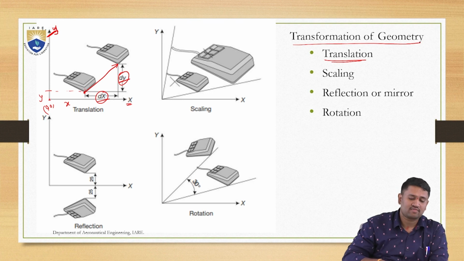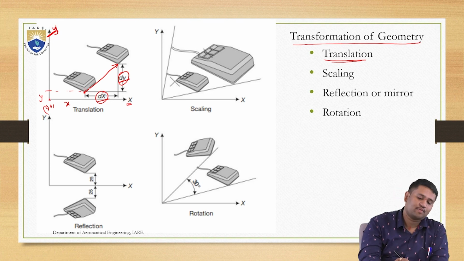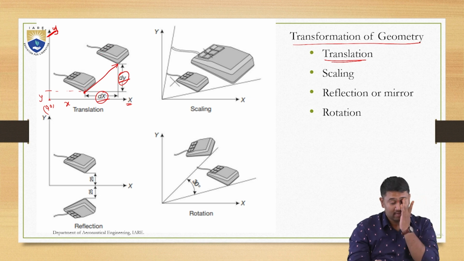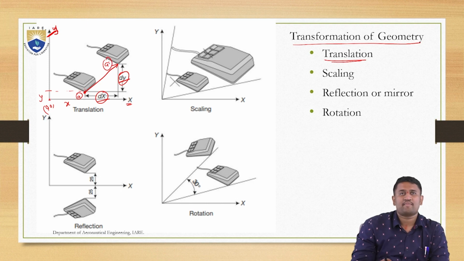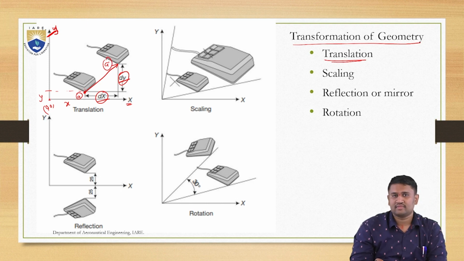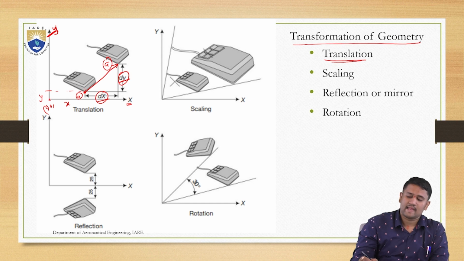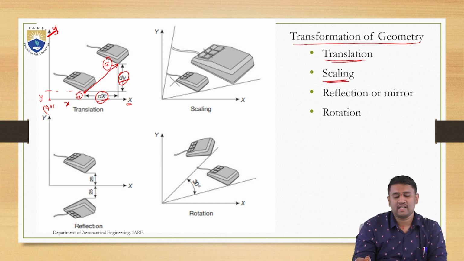Based on these values, we will be pushing your geometry away, which you can see from the initial point. Let's consider the initial point is A and this is A dash. Point A and A dash are parallel to each other. This parallel condition will be maintained wherever we are going. Next is your scaling.